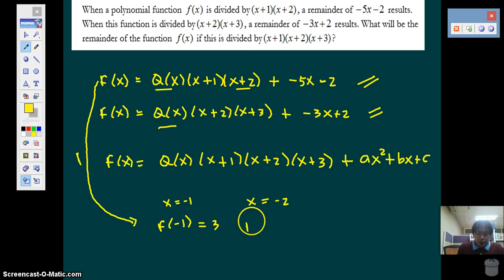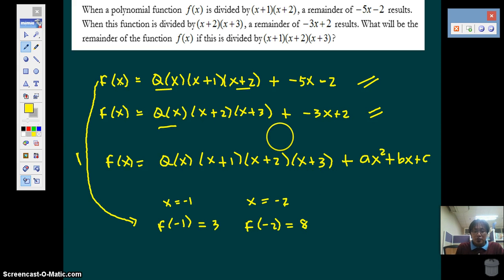again, the left side will be f of negative 2 since you're substituting negative 2 to x, and then the whole thing will be 0 because this factor will be 0, and then you will be left with this negative 5 times negative 2, that's 10 minus 2, so it means your f of negative 2 is 8.